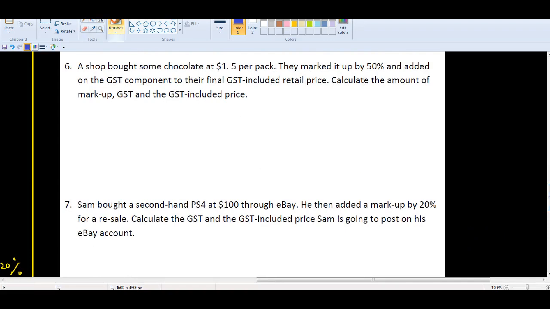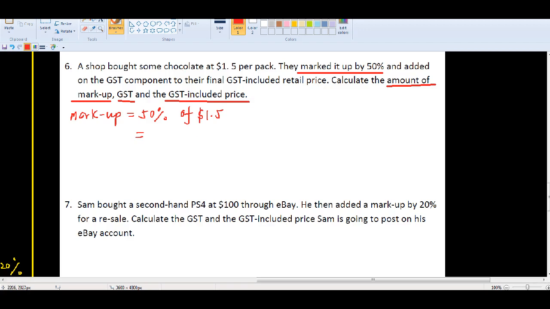For this one, a shop bought some chocolate at $1.5 per pack. They mark it up by 50% and add on the GST component to get the final GST included retail price. Calculate the amount of the markup, GST, and GST included price. So there are three things to find. How could we find the markup? The markup should be 50% of the cost price, which is $1.5.